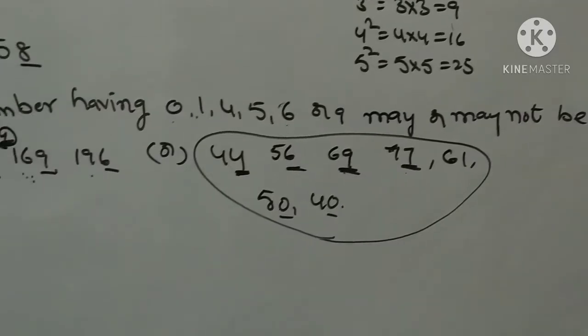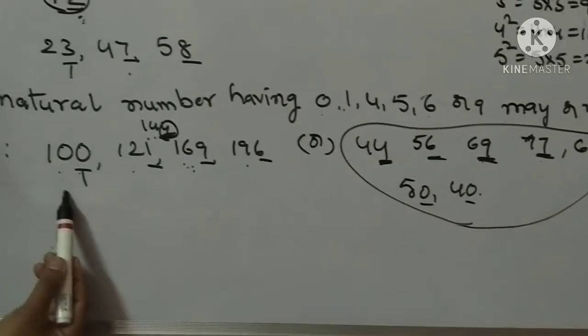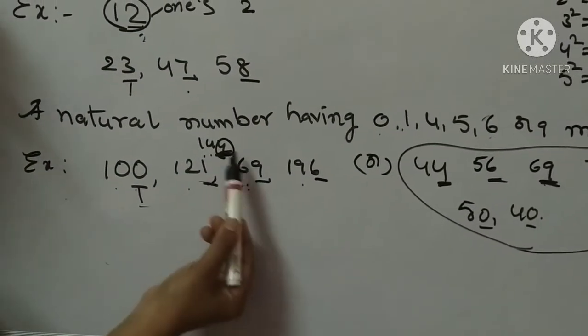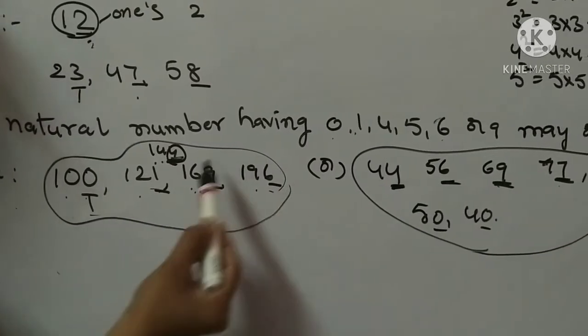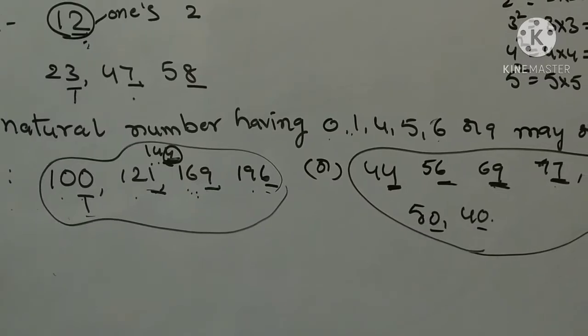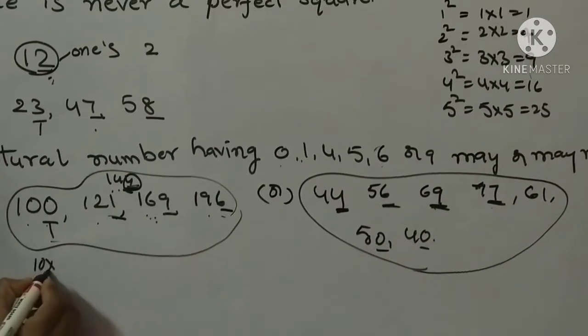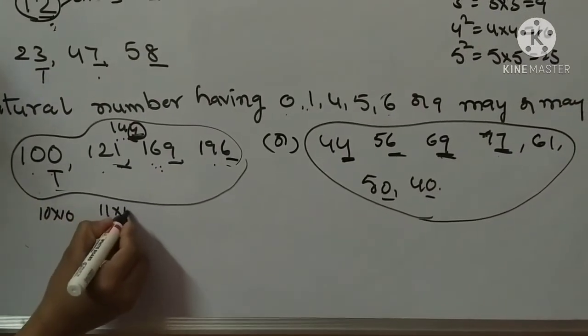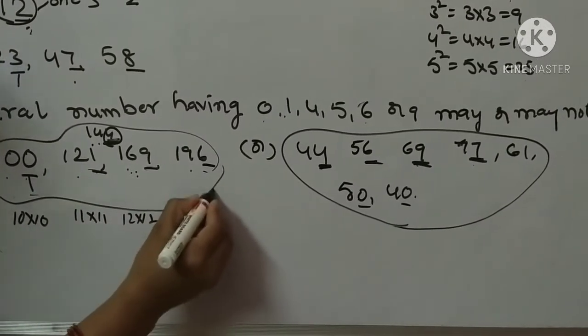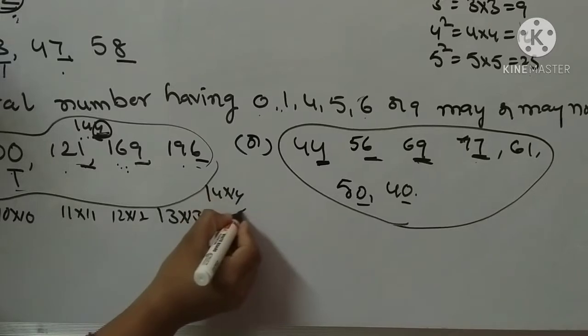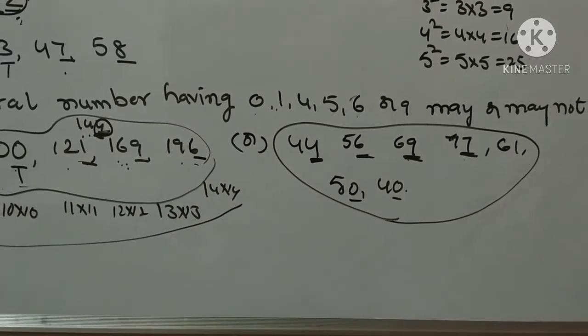Observe these examples: here the ones place is 0, 1, 4, 9, 6. These numbers are perfect squares because we do the product of the same numbers. For example, 10 into 10 and 11 into 11, here 12 into 12, here 13 into 13 and here 14 into 14. These are square numbers, perfect square numbers.